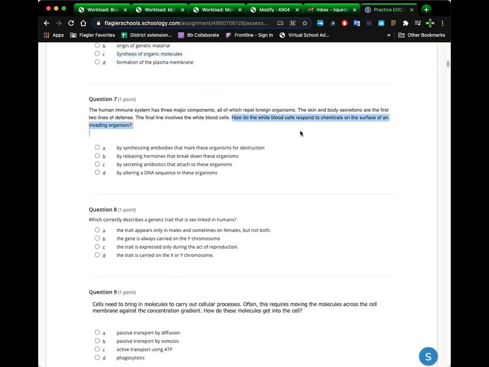All right. How do white blood cells respond to chemicals on the surface of an invading organism? All right.